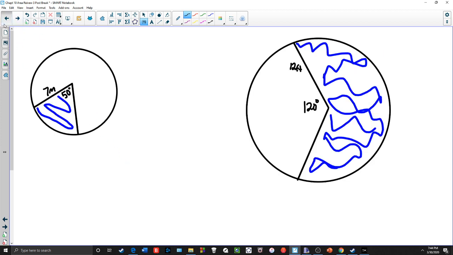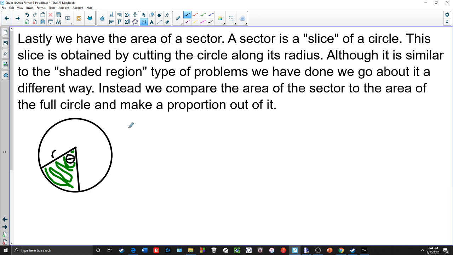And lastly, we have the area of a sector. So a sector is a slice of a circle, and they usually give you two things about the sector. They give you the radius and they give you the degrees. So this is a theta here. We normally call this d rather than theta just because we use more appropriate lettering. So we'll put a little d here for degrees.